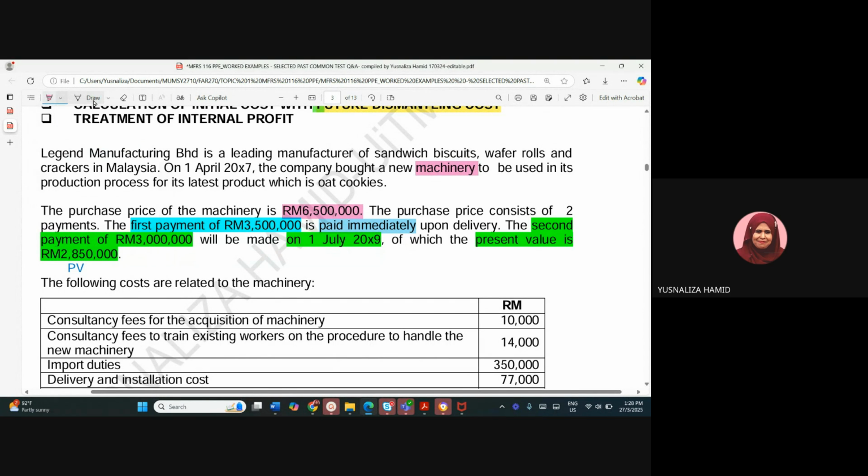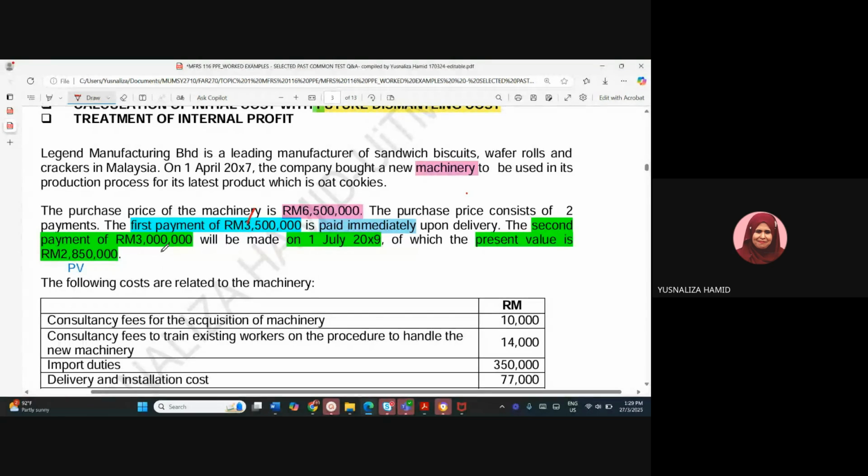The cost of 6.5 million. Well, what you do is the purchase price has two payments. The first payment out of 6.5, 3.5 million, will be made immediately. Made immediately means credit bank, you are going to debit the machine. So immediately 3.5 million. Okay. Therefore, this will be included in the initial cost.